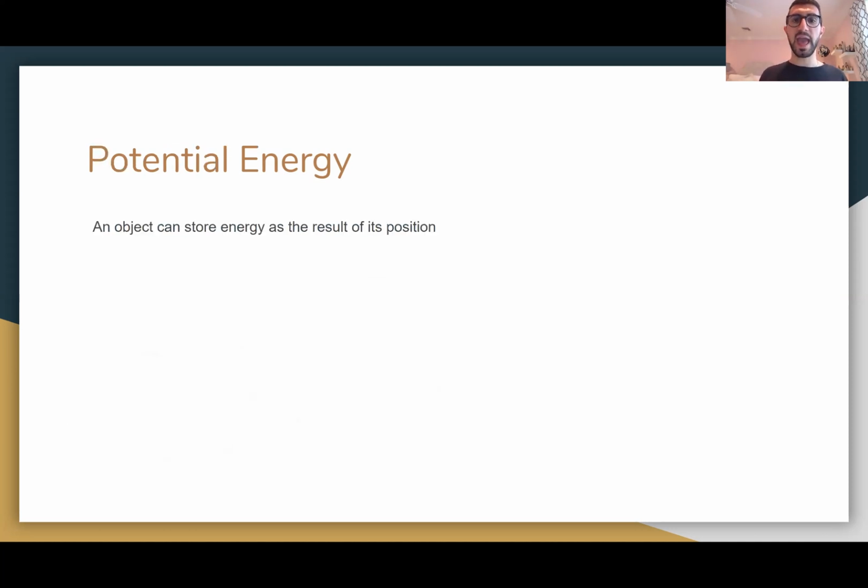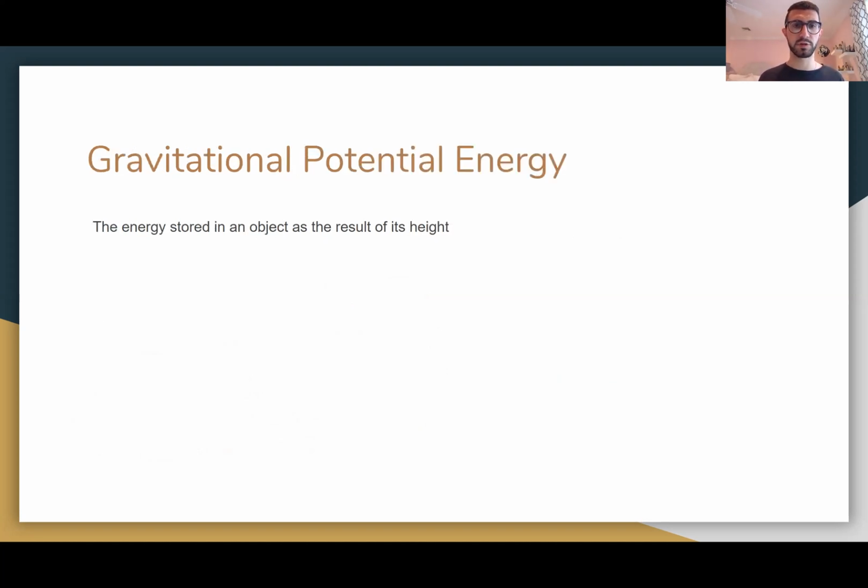Potential energy is the energy that an object stores as a result of its position. And we're going to be talking about two different types of potential energy today. There are gravitational potential energy and elastic potential energy. Well, gravitational potential energy is the energy stored in an object as a result of its height.